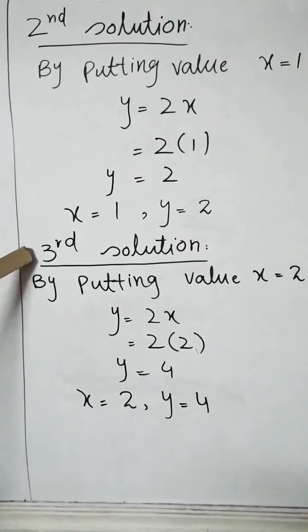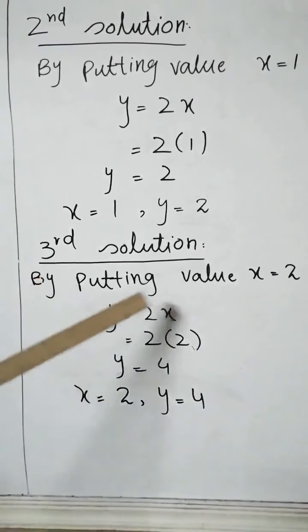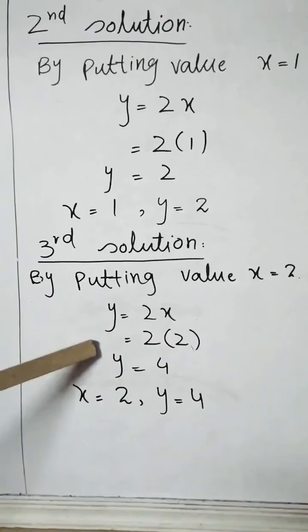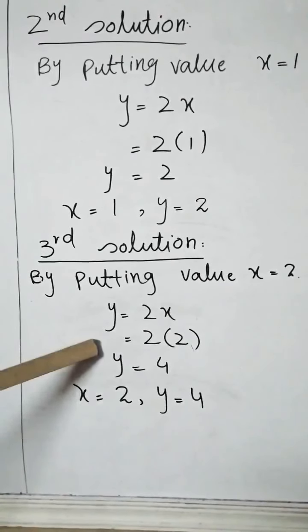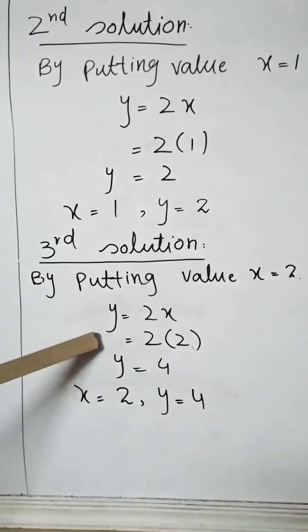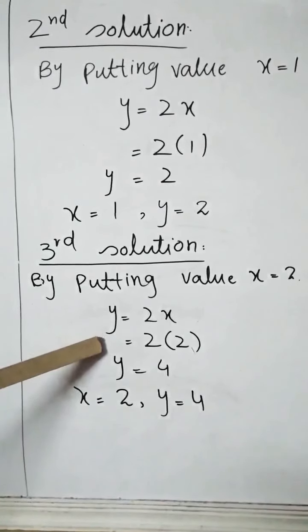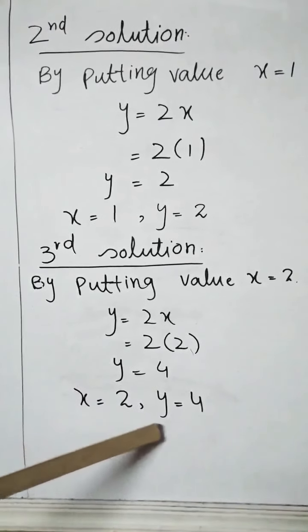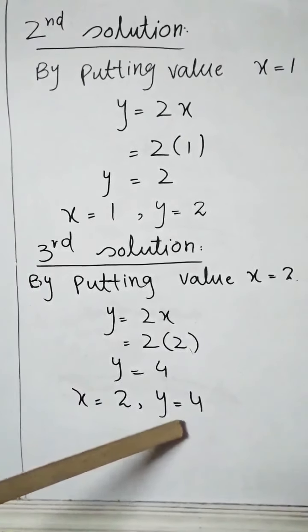Now here is our third solution. In this solution we will assume x is equal to 2. So we will write our statement by putting the value x is equal to 2. In place of x we will write 2. So we will use our equation y is equal to 2x. 2 into 2. When we multiply both we get 4. Then y is equal to 4. In this solution we got x is equal to 2 and y is equal to 4.